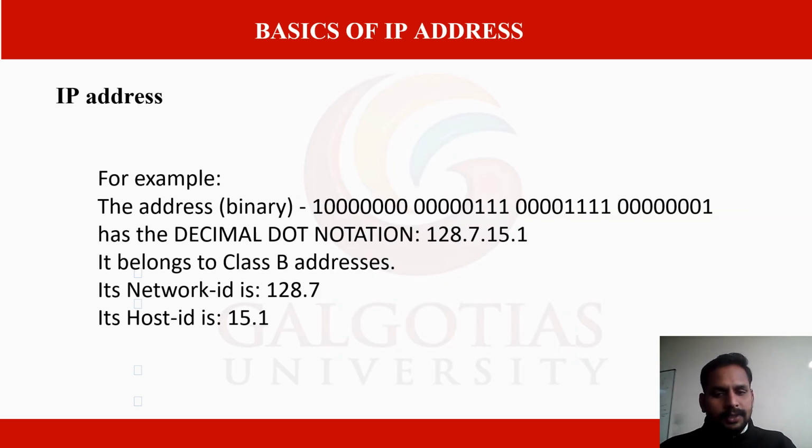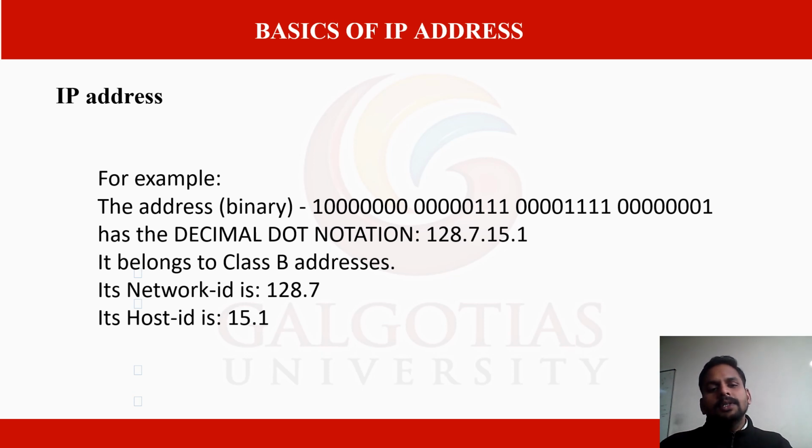Now, for IP addresses, you see one example given in binary mode. The first value starts with 1 and then continuous 0s, so I think it may be 7 zeros. If you convert this binary value into decimal, we get 128 as the answer. In the same way, for each 8-bit binary value we can get a decimal dot notation like 128.7.15.1 as per the given value.